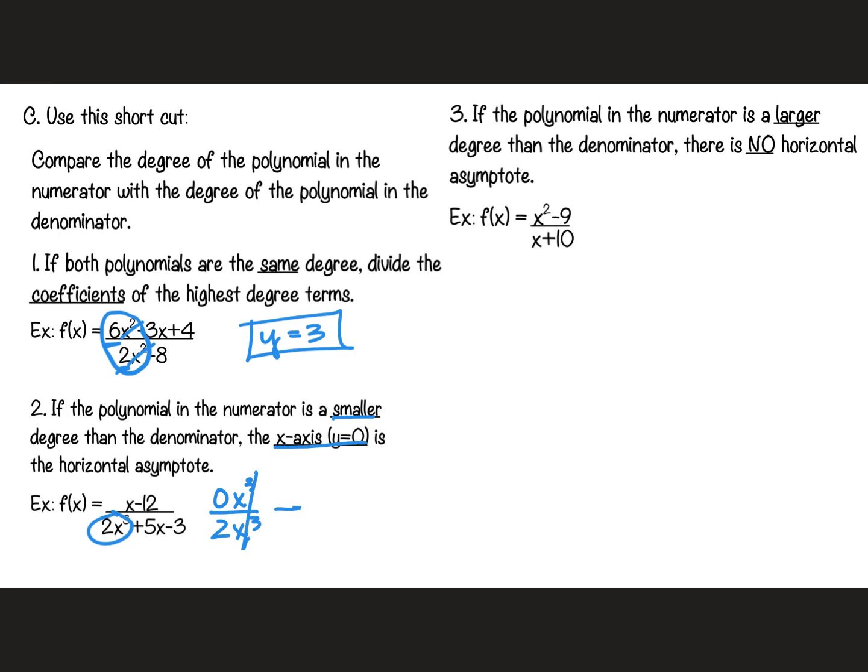0 divided by 2 is still 0. And so this would be located at y equals 0.